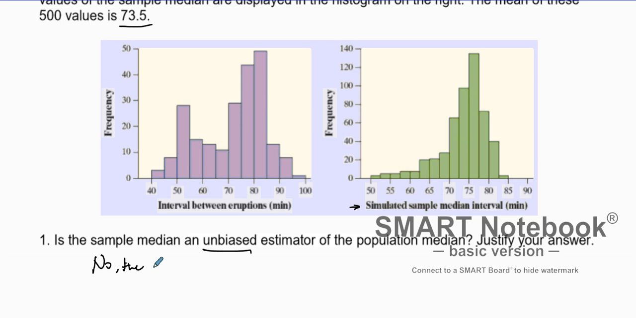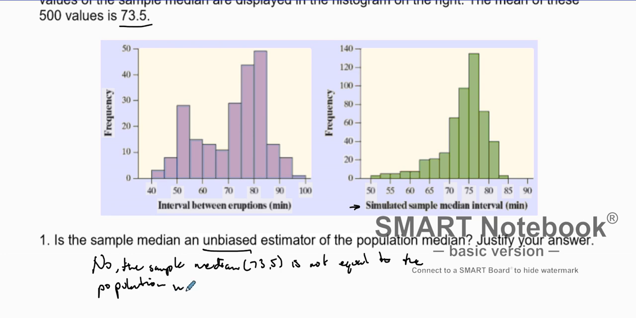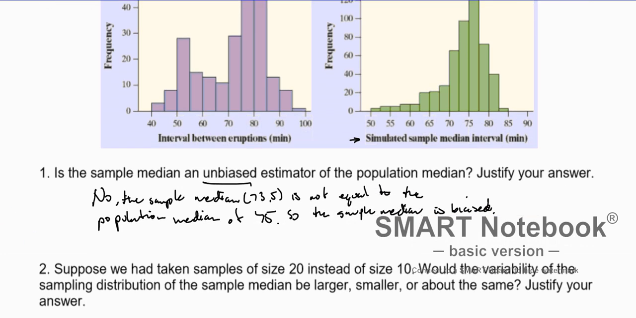The sample median of 73.5 is not equal to the population median of 75. So the sampling median, we would say, is biased. And that makes sense. Because they're not equal, it's biased.